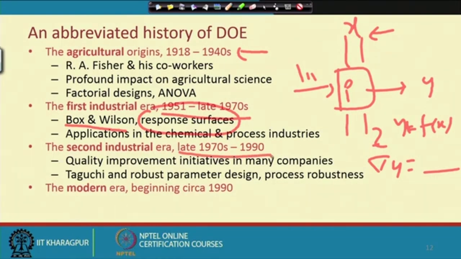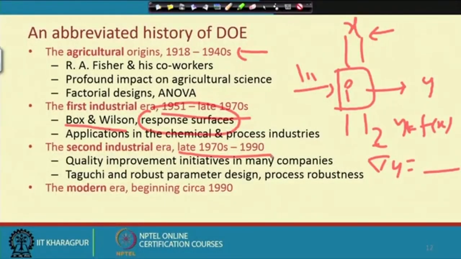Then came the quality engineering era, which is primarily because of Taguchi, the quality improvement initiative, and Taguchi's robust parameter design. He also gave the concept of process robustness from product robustness. At that time there were many other quality gurus, Deming, Juran, Crosby, Feigenbaum, and Taguchi, but they had different contributions in different eras. Taguchi coined the term quality engineering, and DOE plays a huge role in the quality engineering domain. Taguchi developed different kinds of orthogonal arrays and their use.